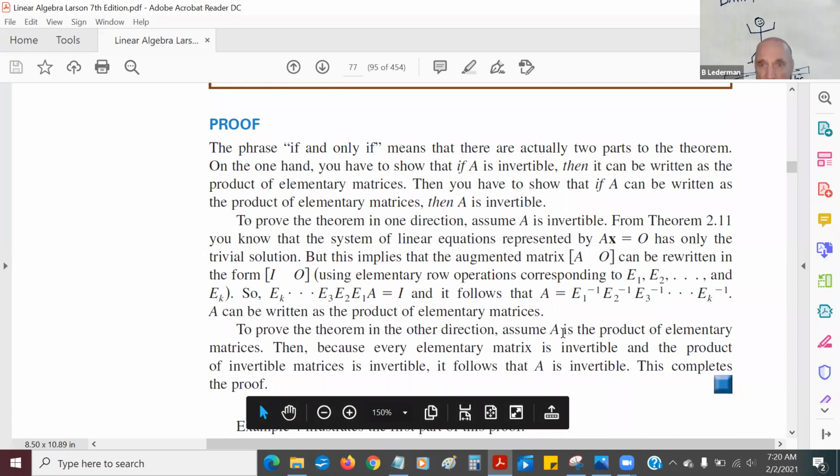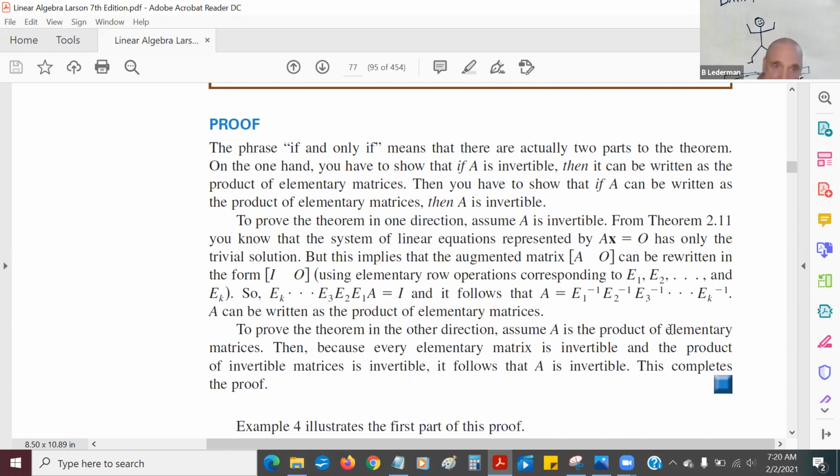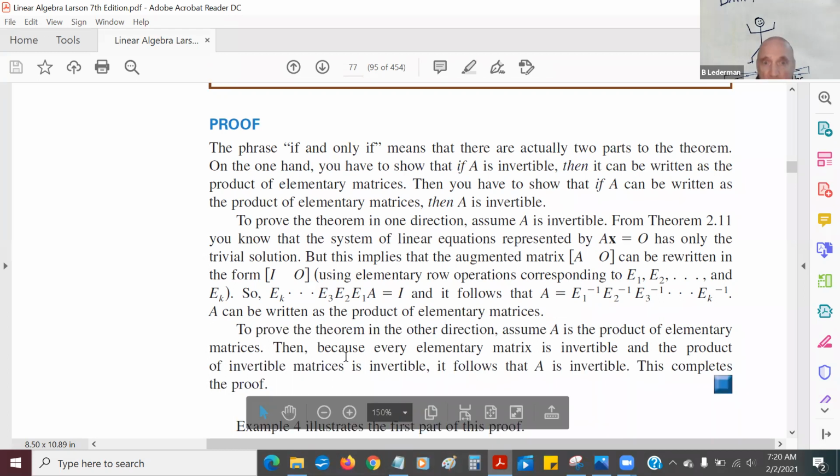So to prove the other direction, let's assume that A is the product of elementary matrices. Well, since every elementary matrix is invertible, which is something we've established already, and the product of invertible matrices is invertible. Wait, who said that? Where do we get that from?